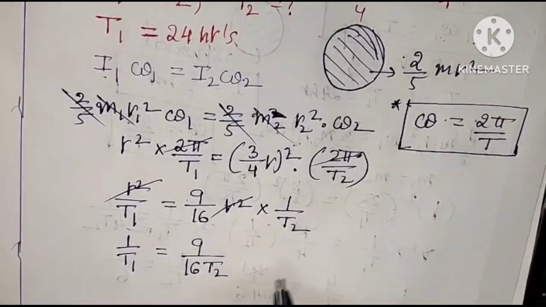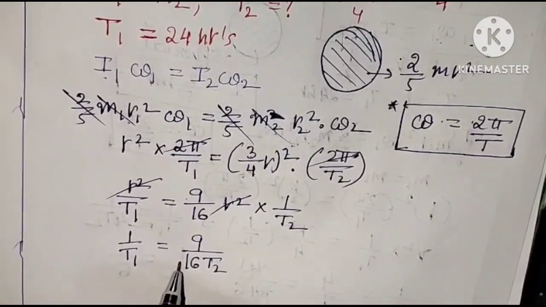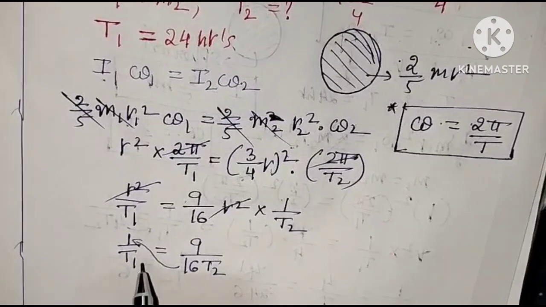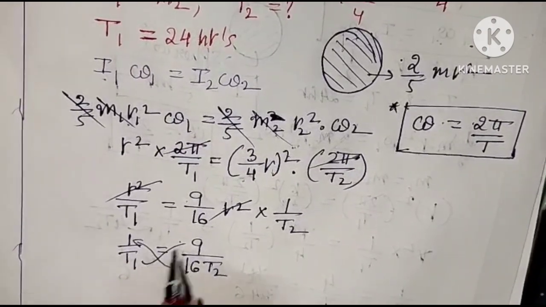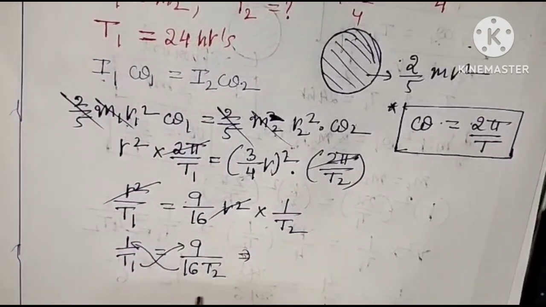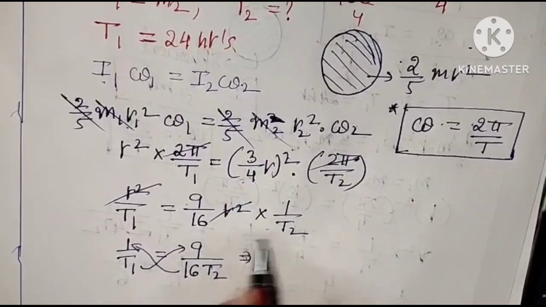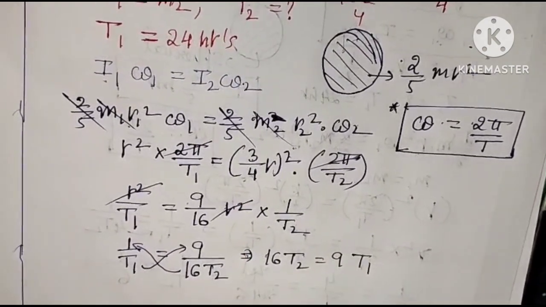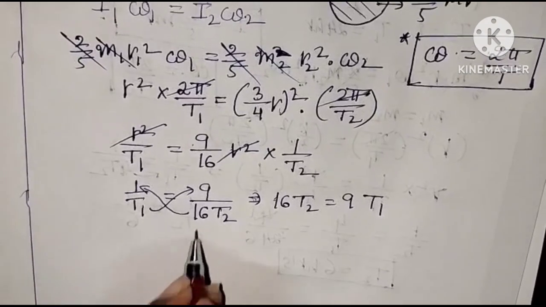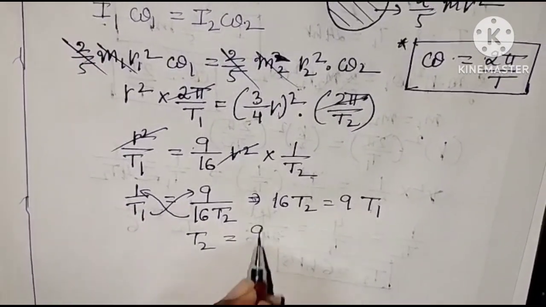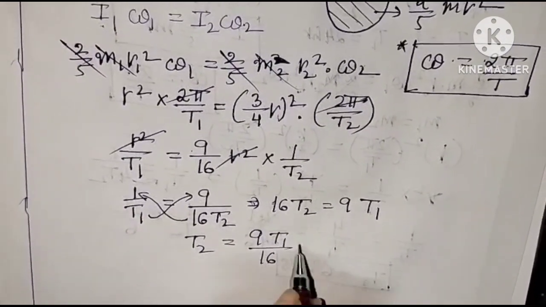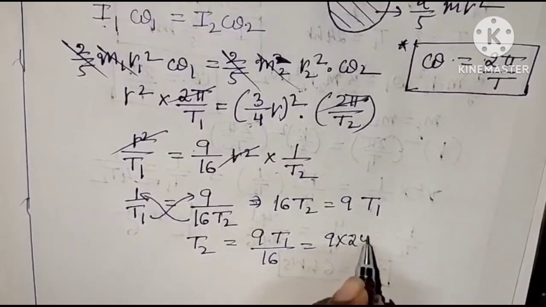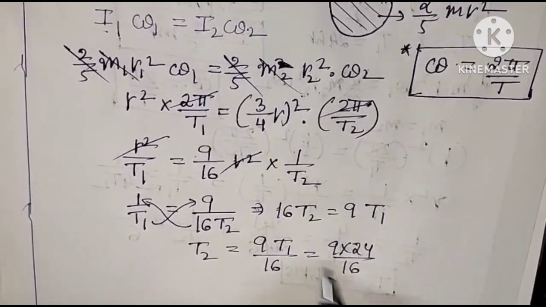Now transpose 16 t2 to the right-hand side and t1 to the left-hand side, so just do crosswise multiplication. So 16 t2 is equal to 9 t1. We need the value of t2. So 16 t2 is equal to 9 t1, so t2 is 9 t1 by 16. t1 is how much? 24 hours. So 9 into 24 by 16.